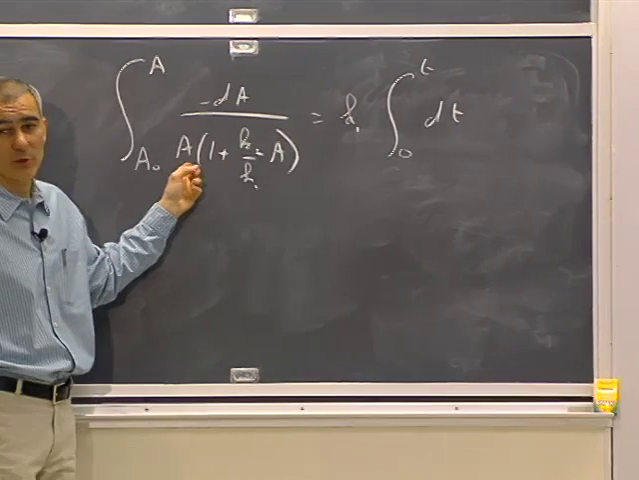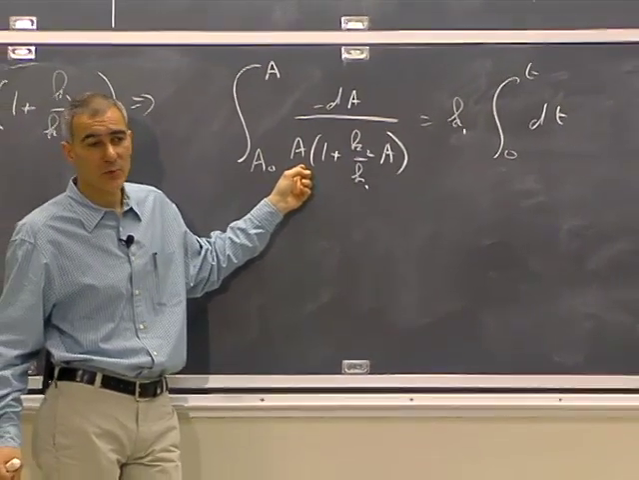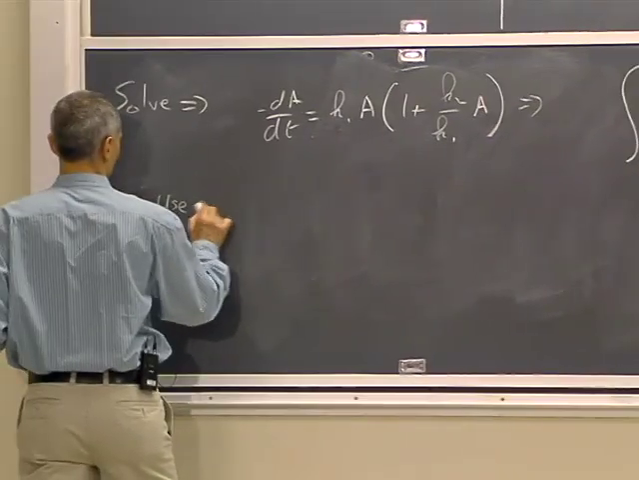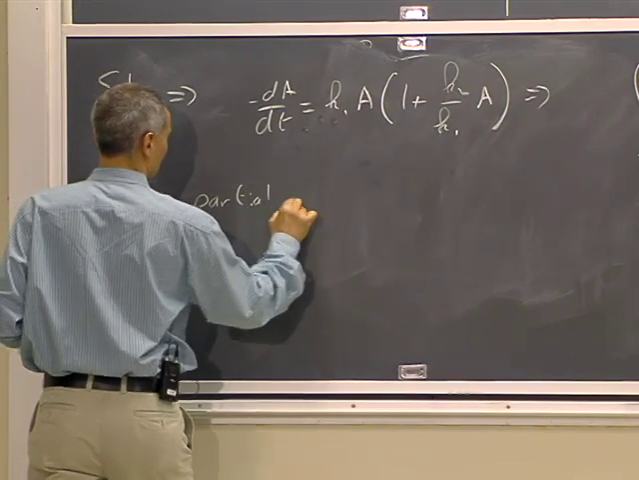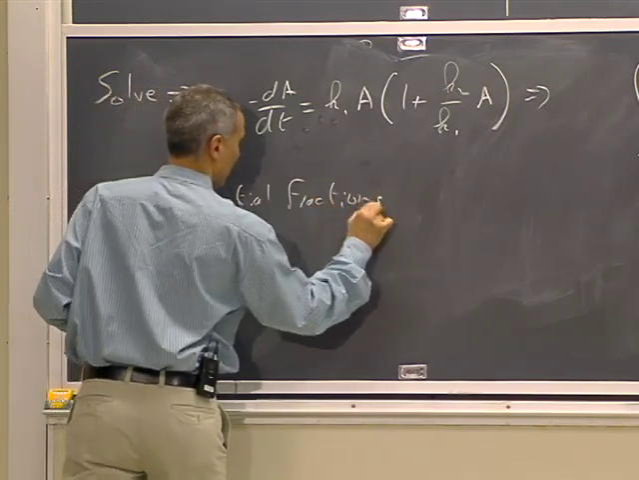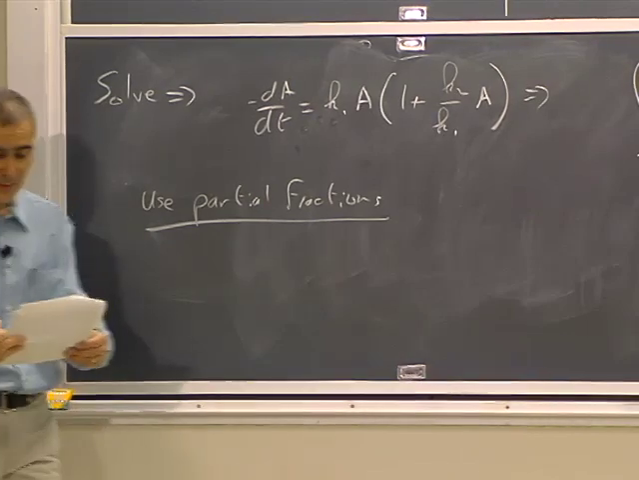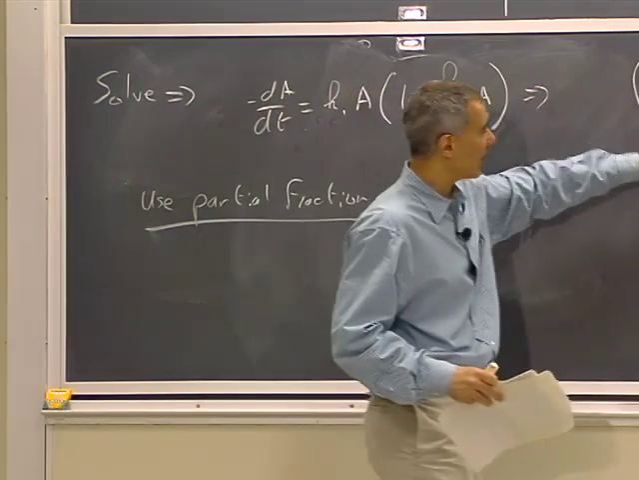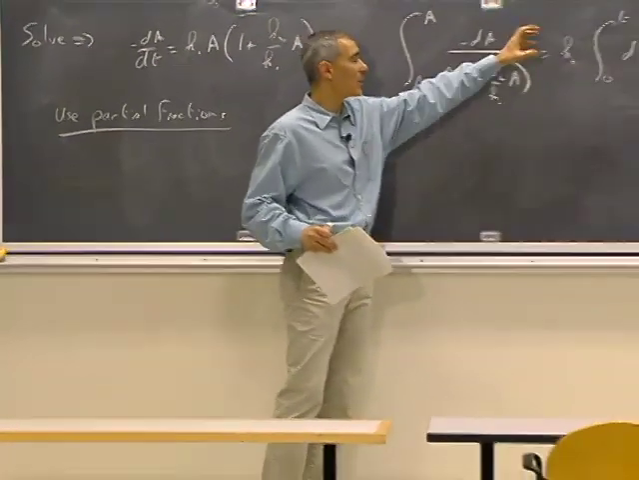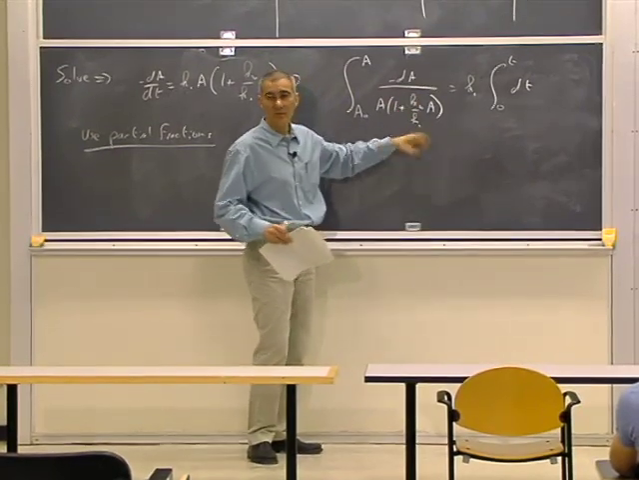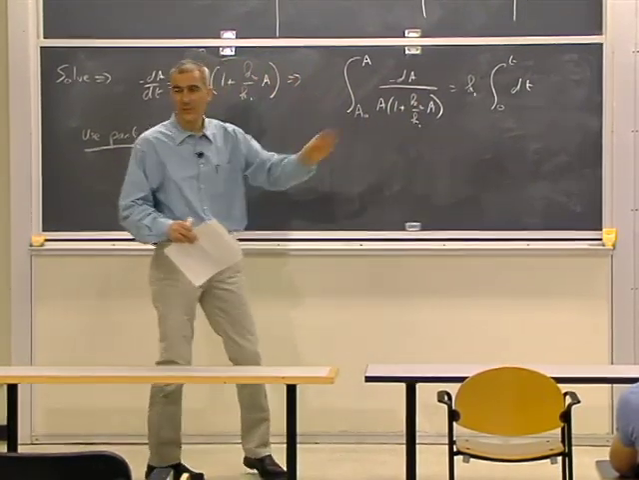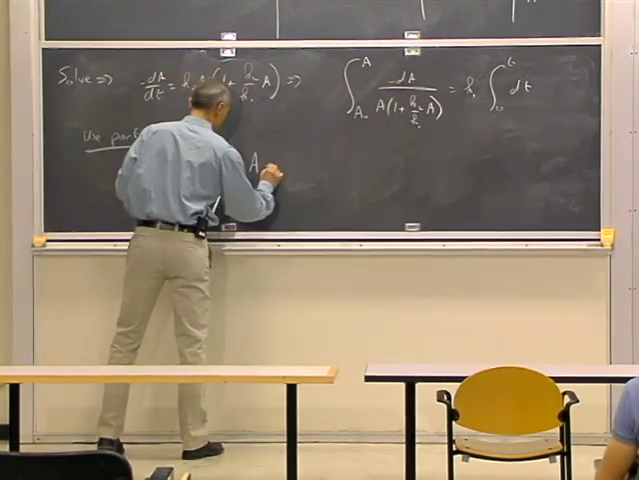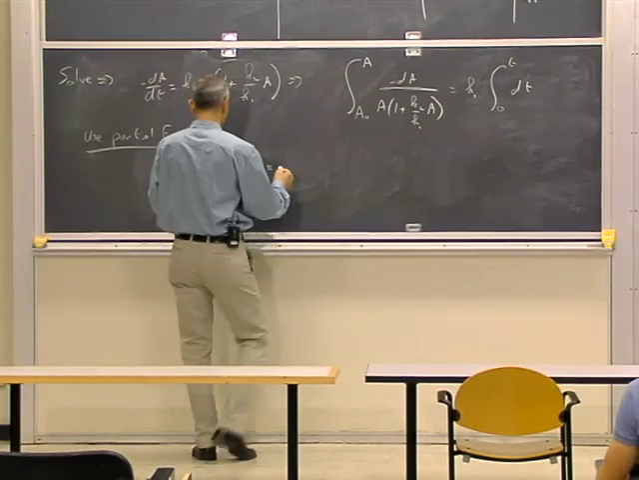It's because this is of the form where you can use the trick of partial fractions, which we mentioned once before. Right? So you use partial fractions to solve this, and I'm not going to do it on the board. You turn the crank. You write 1 over A times (1 plus k2 over k1 A) is equal to N1 over A plus N2 over this part here, and you solve for N1 and N2, and you plug it back in, and you redo your integral, et cetera.